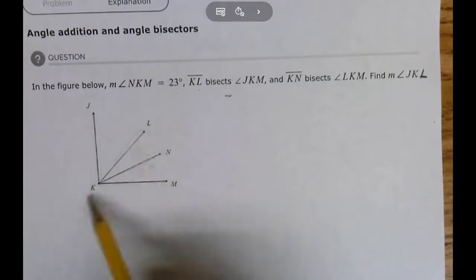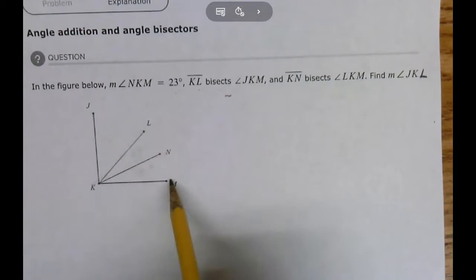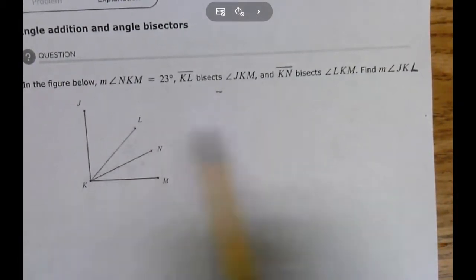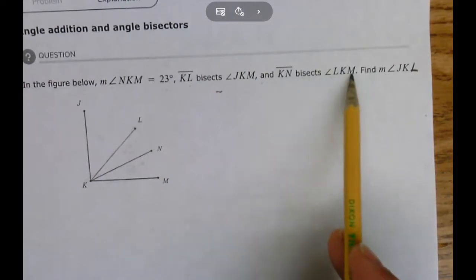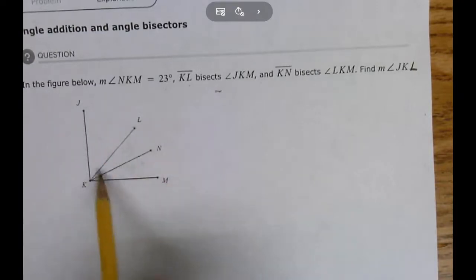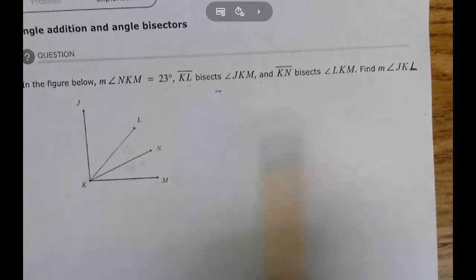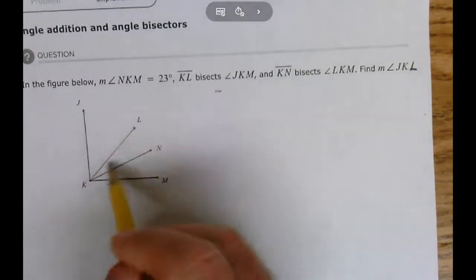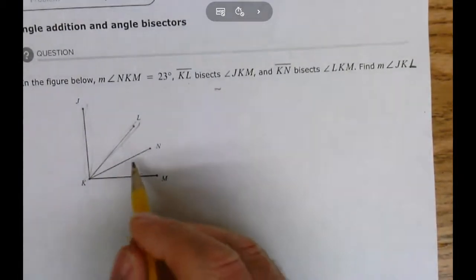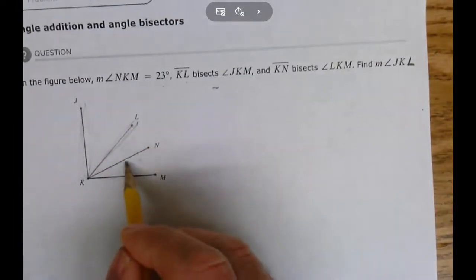KL bisects this whole thing, so we know that this angle on this side is equal to that angle on that side. And KN, this one right here, bisects LKM, this whole thing. Okay, so it wants us to find the whole angle, this angle right here, JKL. It wants us to find this one right here. So what is that angle equal to, right? And it really only gives us this NKM, this guy here, right?